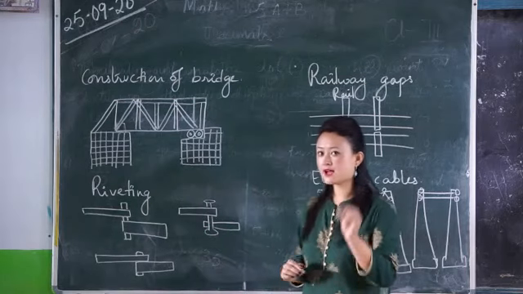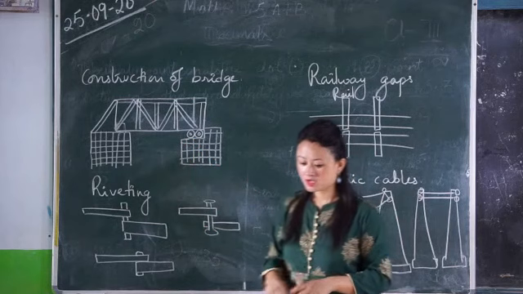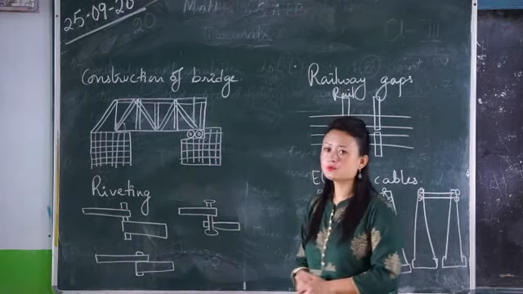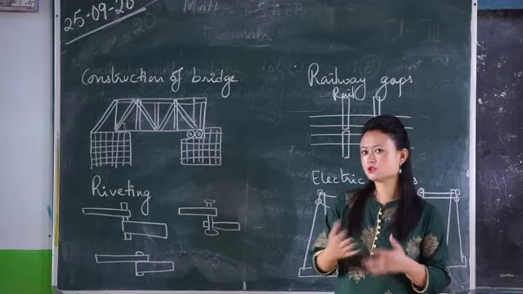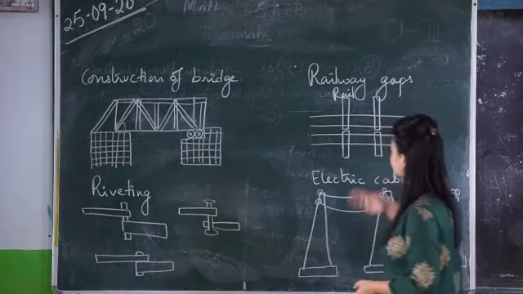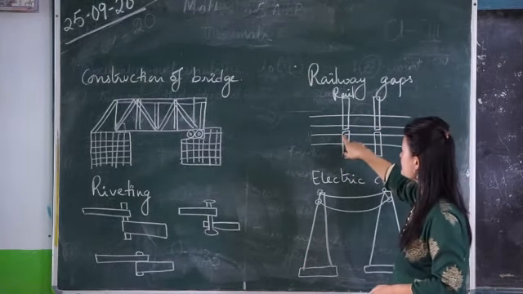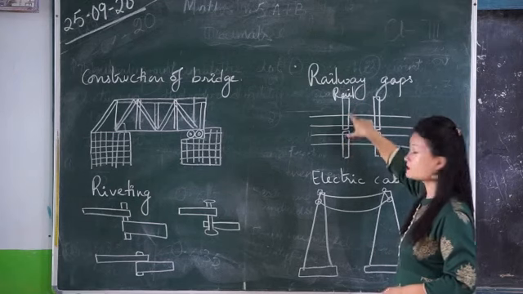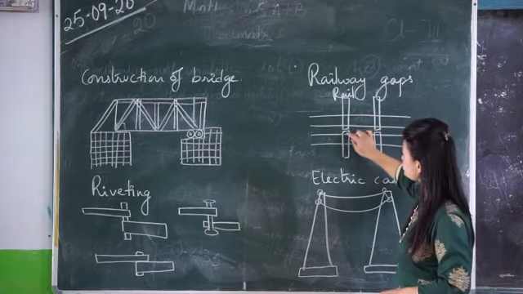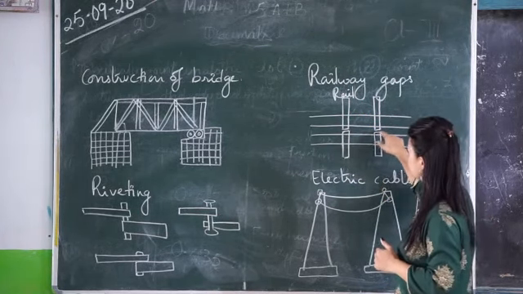So big bridges always have very small rollers. The second one is railway tracks. Now, I'm sure you all have seen this in your day-to-day life. Everyone has traveled by train, haven't they? The metals in the railway tracks have small gaps left in between.